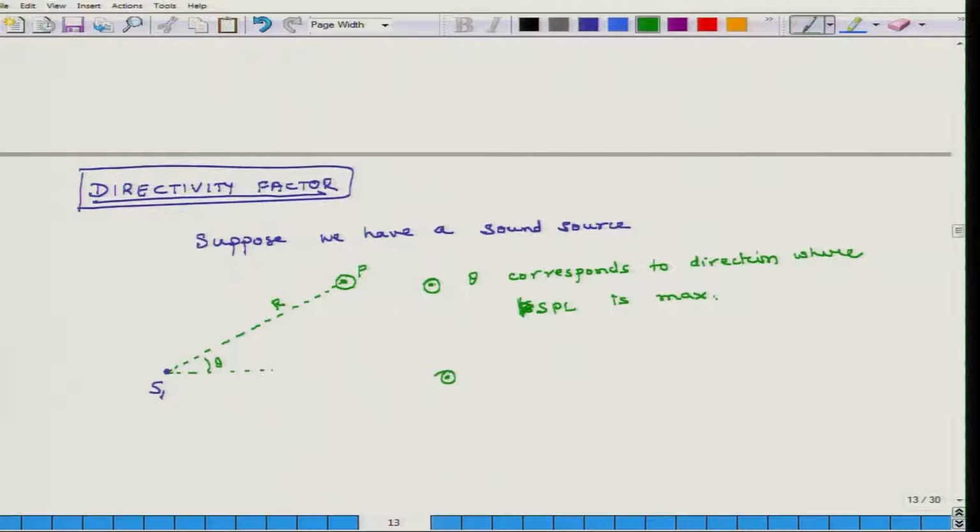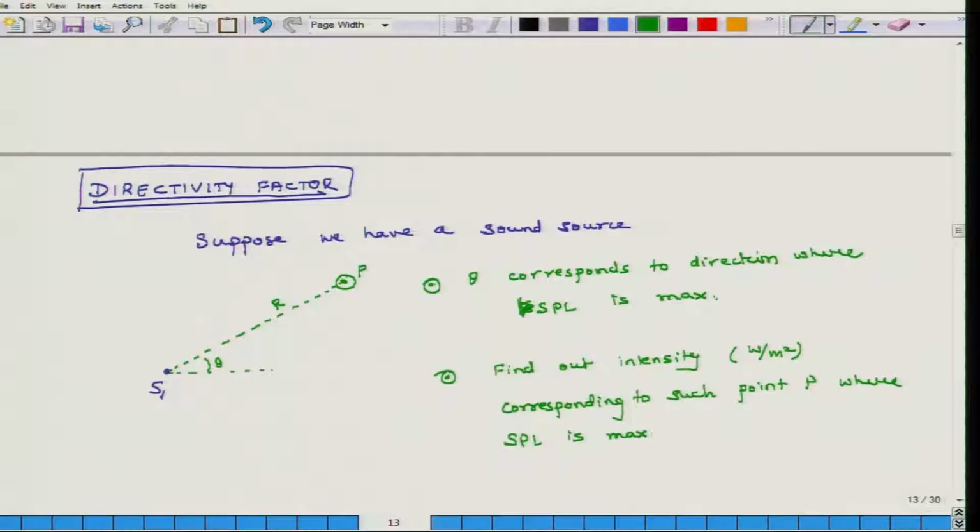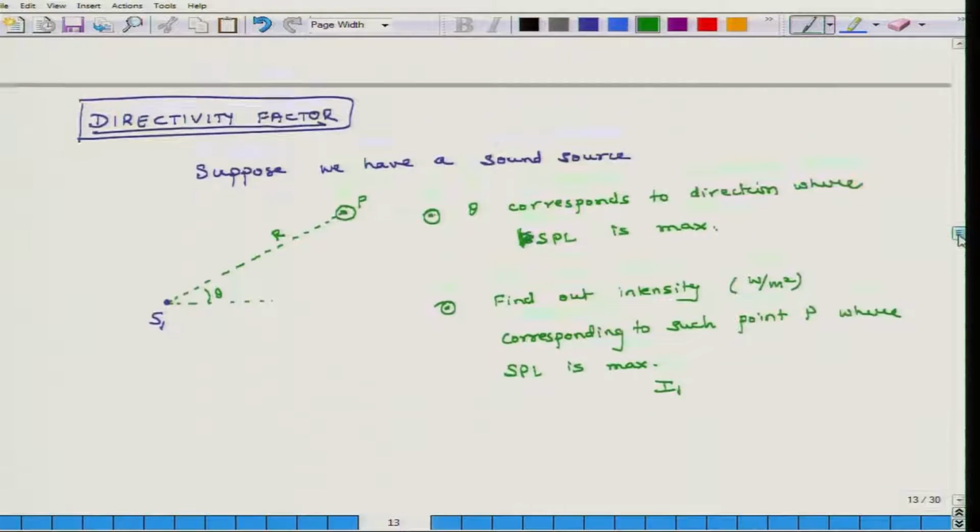The second thing is you find out the intensity, in watts per square meter, corresponding to such a point P, the point where SPL is maximum. Let us say that this intensity is I1.